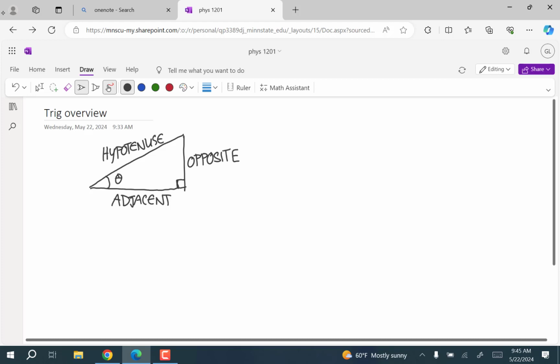And really all you have to know is SOH CAH TOA. So that's just a memory device. You probably remember this from a math class. The SOH part means the sine of the angle is equal to the opposite over the hypotenuse.